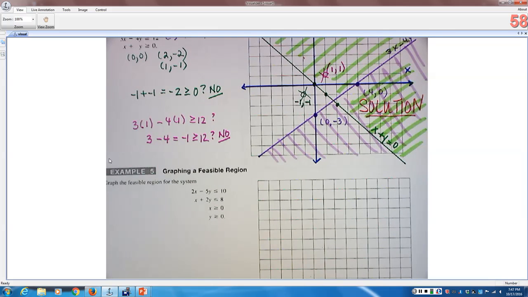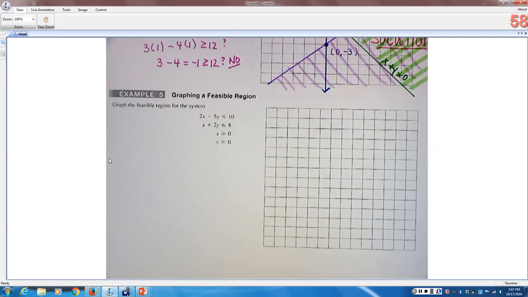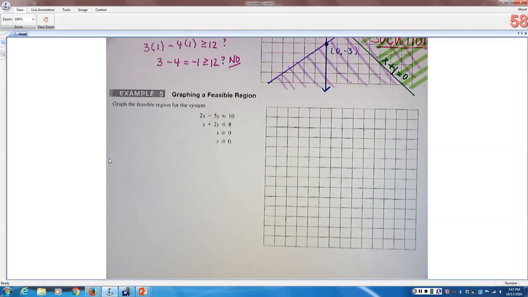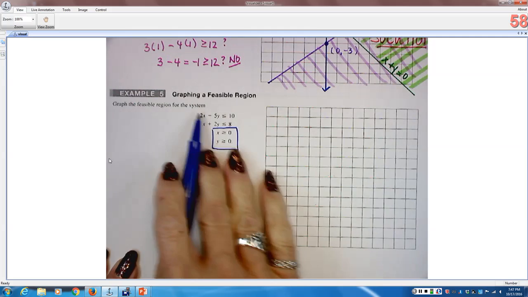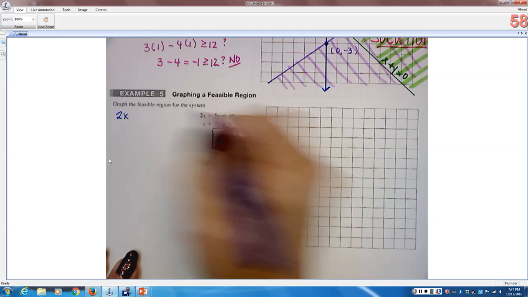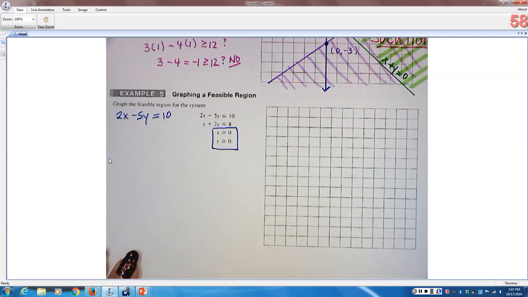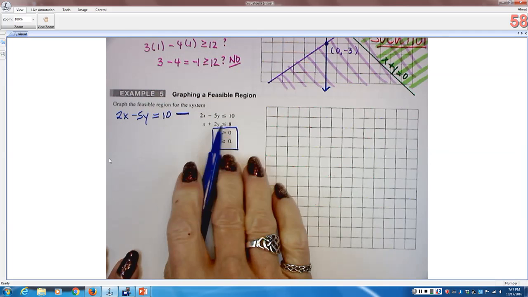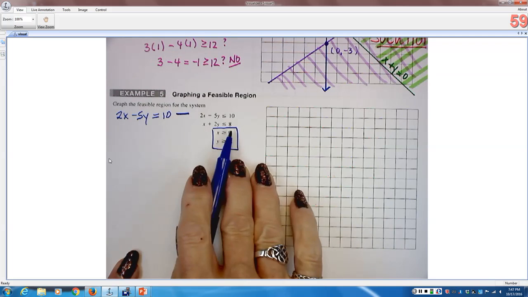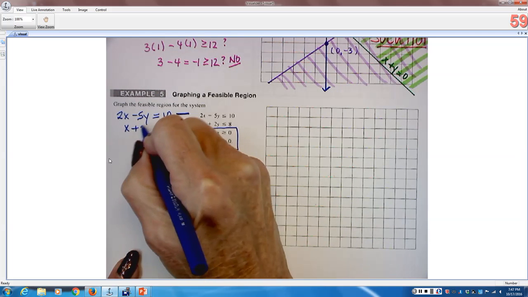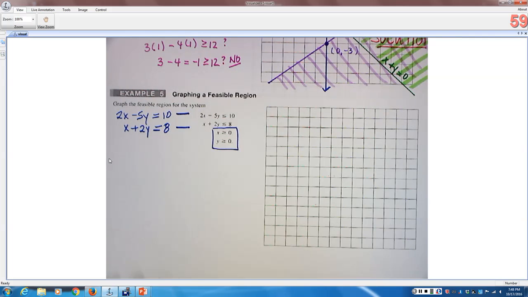So before I go back to the PowerPoint, I'm going to go quickly through this one and explain to you what the only thing that's different is. The only thing that's different here, you're going to graph 2x minus 5y equals 10, and you're going to use a solid line because it's equal to or less than, and you're going to graph x plus 2y equals 8, and again it's going to be a solid line.